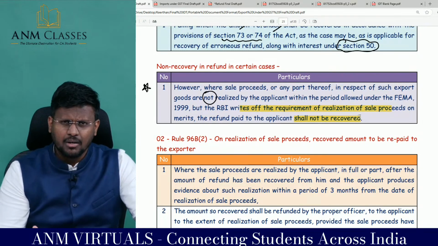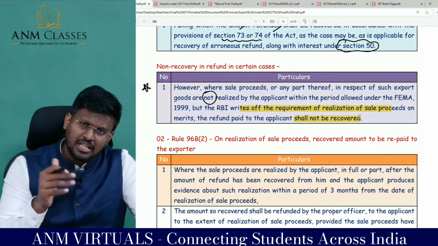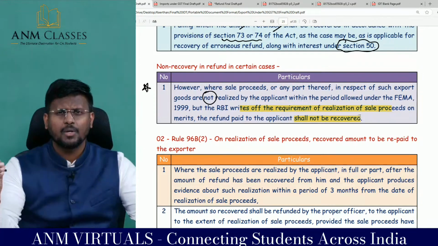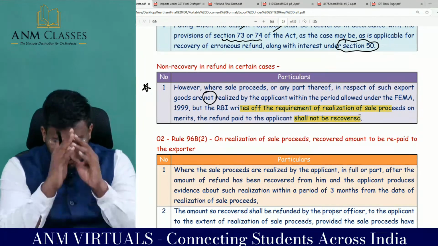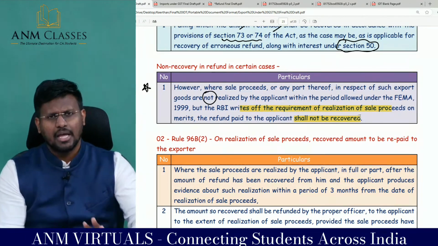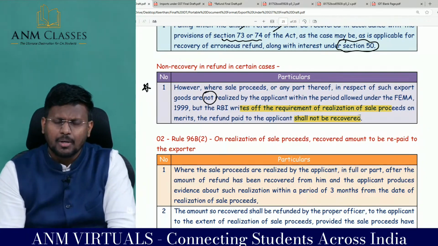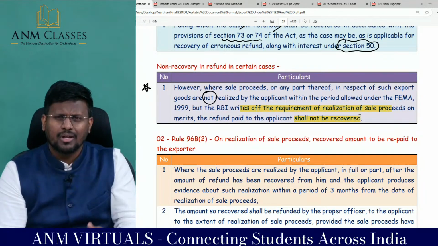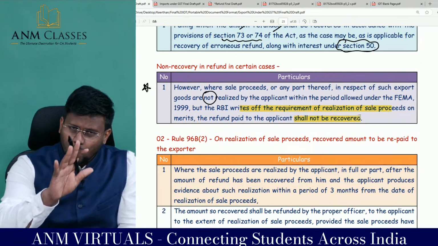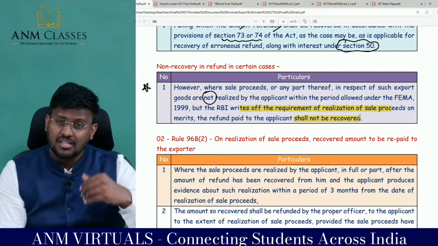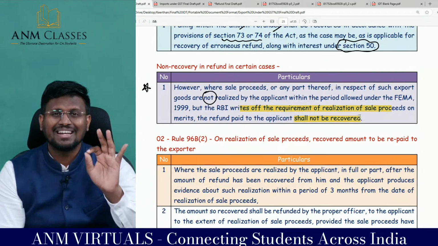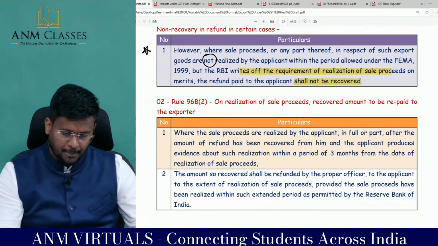Sir, for example, I am not able to recover the money from outside India because there is a war between India and China. It is practically impossible to recover the amount from my debtor. FEMA says you have to repatriate that money within some stipulated time, but I got the amount as refund. But RBI is saying that no, practically it is not possible. RBI has written off. Then 96B consequences will not be applicable.